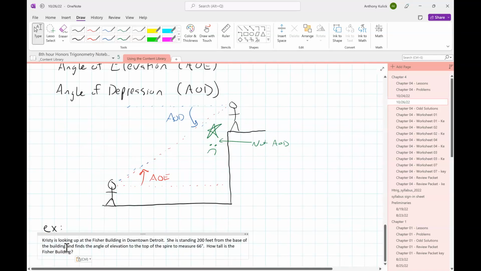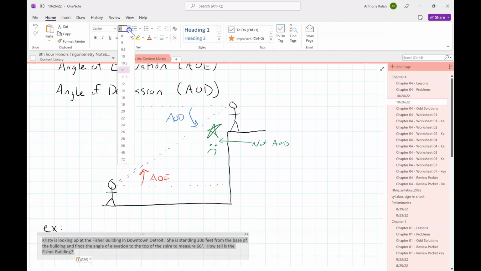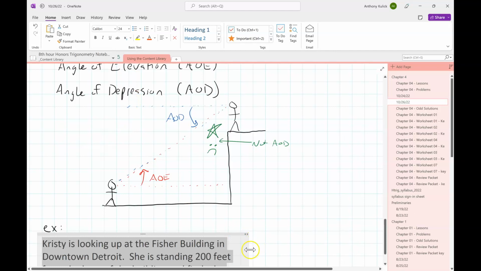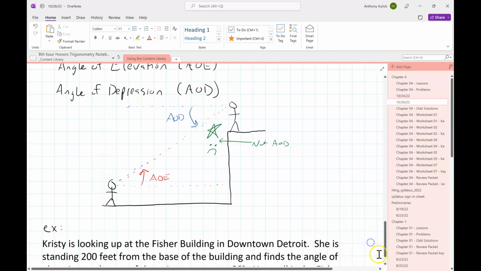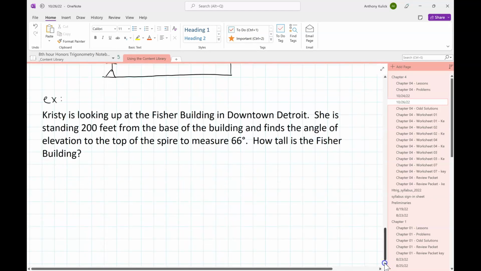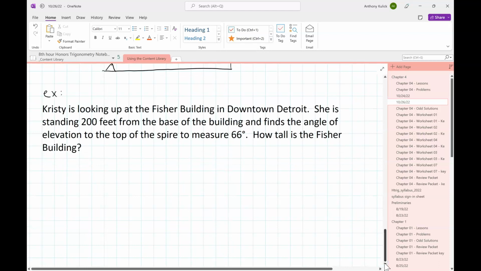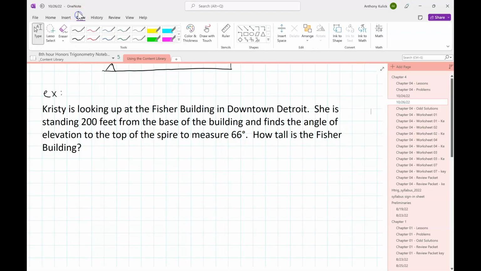You know what's the best part of it? There's nothing new conceptual to it. It's basically just right triangle trig again. All right. Christy is looking up at the Fisher Building in downtown Detroit. She is standing 200 feet from the base of the building and finds the angle of elevation to the top of the spire to measure 66 degrees. How tall is the Fisher Building?